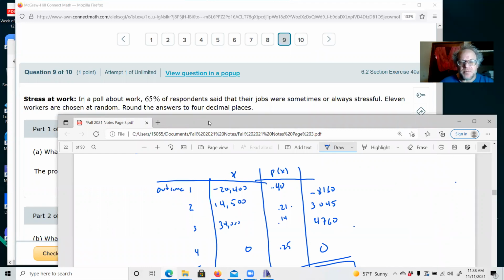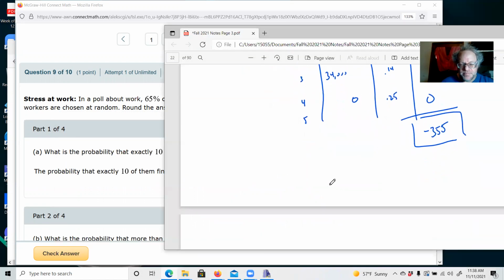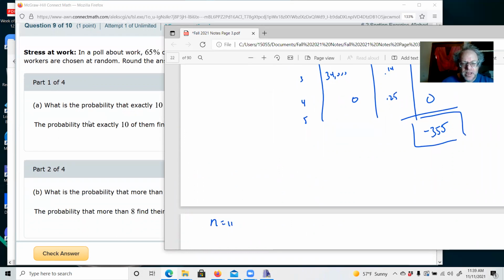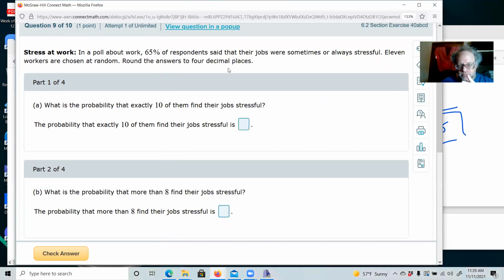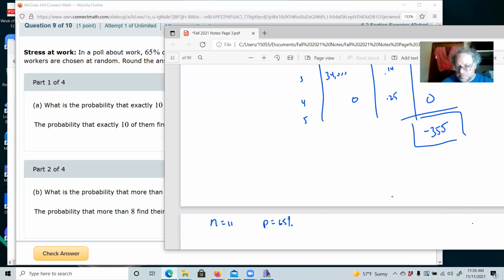In a poll, 65% of respondents said that their jobs were sometimes or always stressful. 11 workers were chosen at random. So we have N equal to 11, and we have a probability of 65%. That's it. It's either stressful or not stressful, so we have two outcomes.